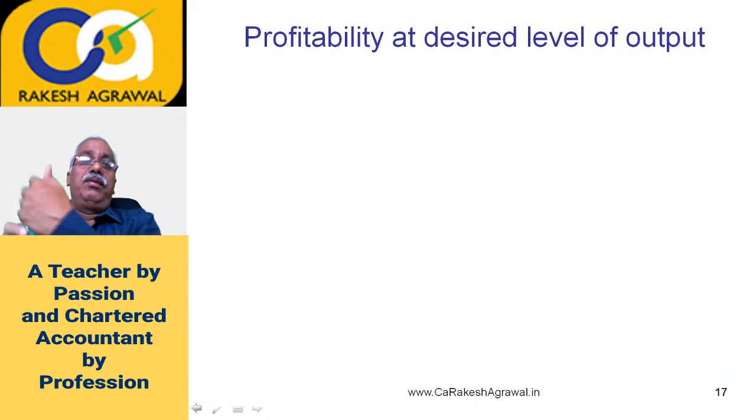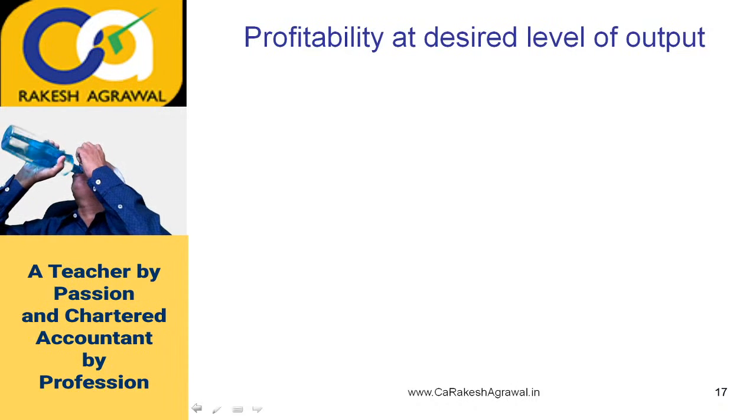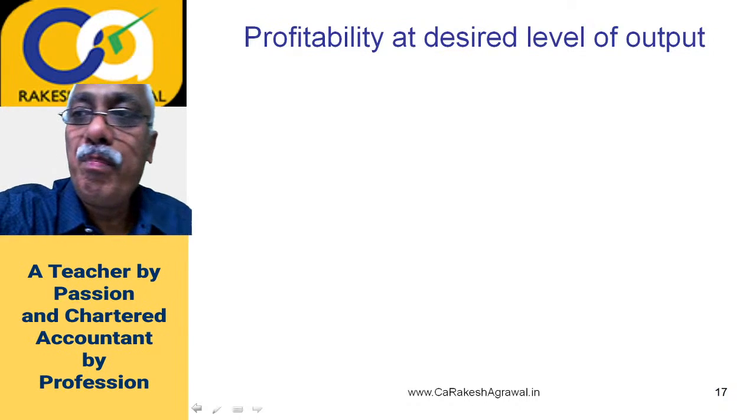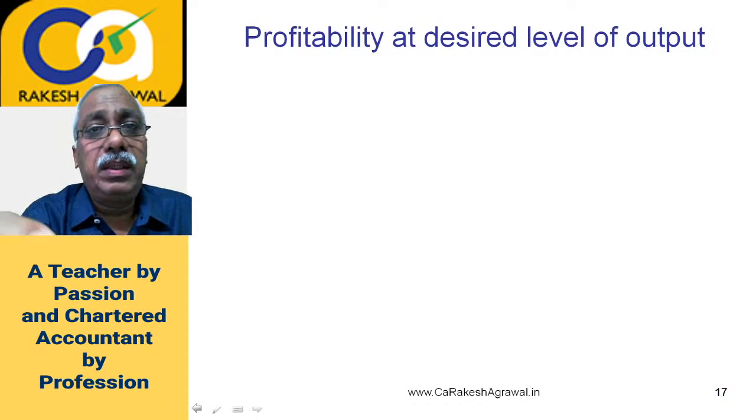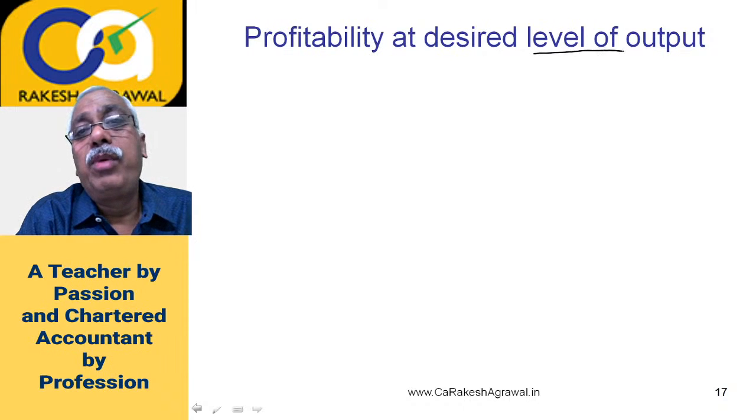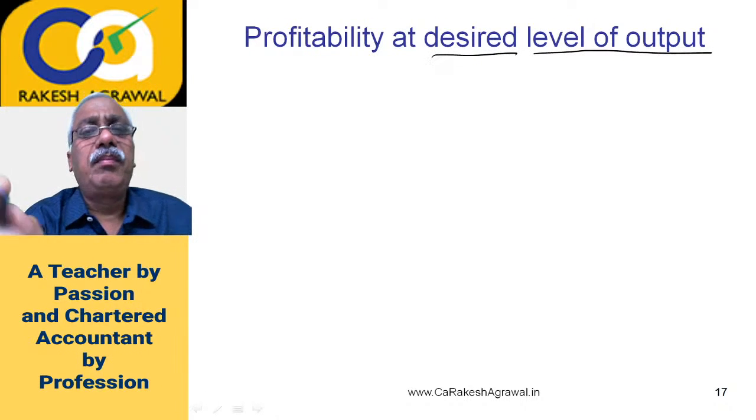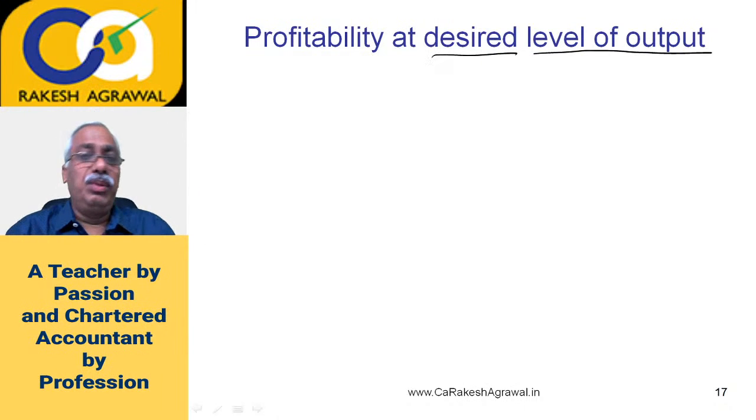Now we'll take another formula to calculate profitability at a desired level of output. Meaning, in this type of question, the desired level of output will be given to you. Like if I say that next year I am planning to sell goods worth rupees 25 lakhs, meaning sales in rupees are given, how much profit should I expect? So the sales manager is asking this question to a finance manager: if I achieve a sales level of rupees 25 lakhs, how much profit do you expect? We can calculate that profit using marginal costing.